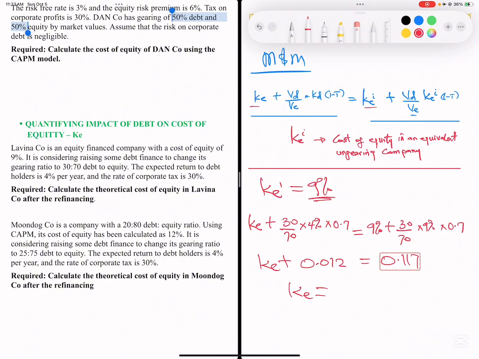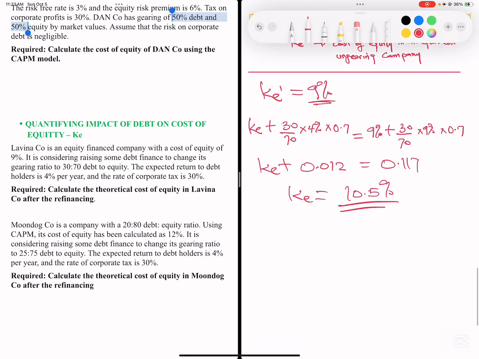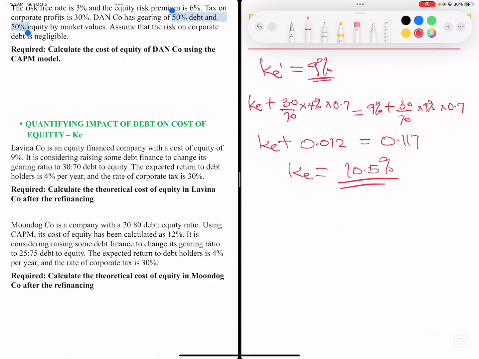And that gives us 10.5%. So that is simply what the cost of equity will be after the debt of 30% has been introduced. The next question is similar but slightly more difficult. Mundo Co. is already financed with debt and equity, which means the 12% that we have is KE.